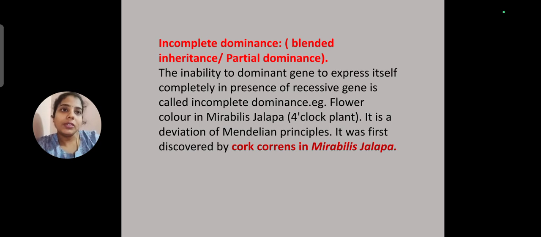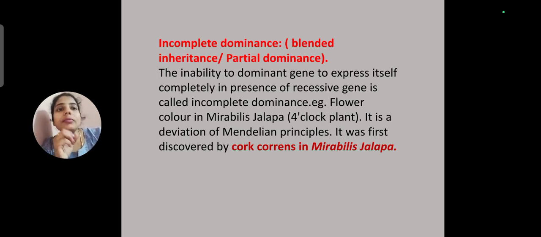Incomplete dominance is also called blended inheritance or partial dominance. Before studying incomplete dominance, let us discuss the meaning of inheritance. Inheritance means the genetic characters are moved from one generation to the next generation. In the case of incomplete dominance or incomplete inheritance, the genetic characters cannot be moved properly to the next generations. It is incomplete, so it cannot be moved completely. That is called incomplete dominance.